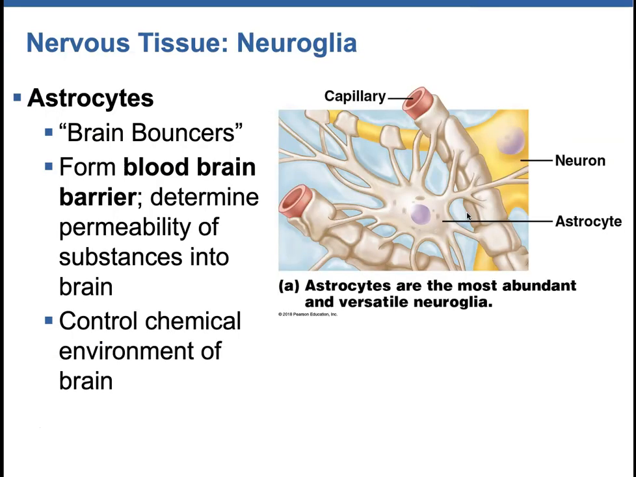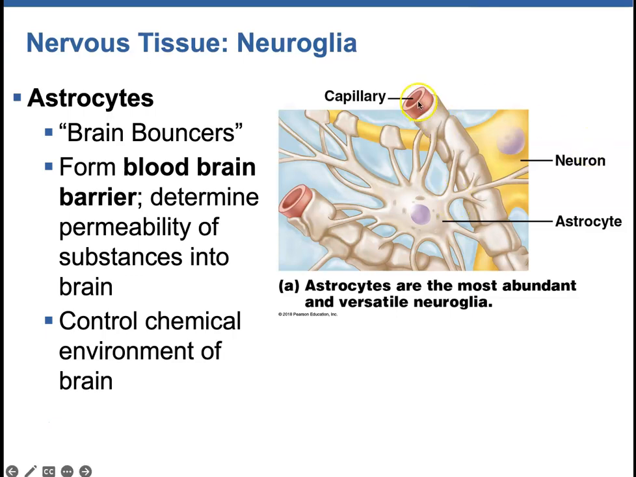So I'm going to start with the neuroglia. These are your support cells. The first ones are called the astrocytes, and the astrocytes form the blood-brain barrier. So if I ask you a question about what is the blood-brain barrier, always remember these are the astrocytes. I like to think of them as the brain bouncers.